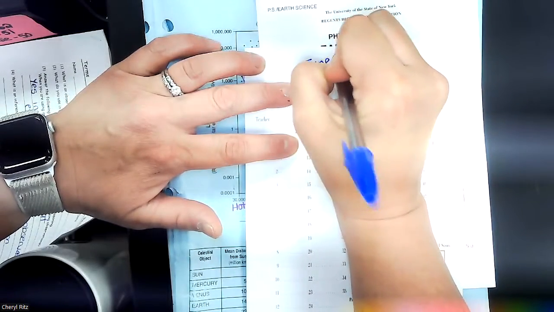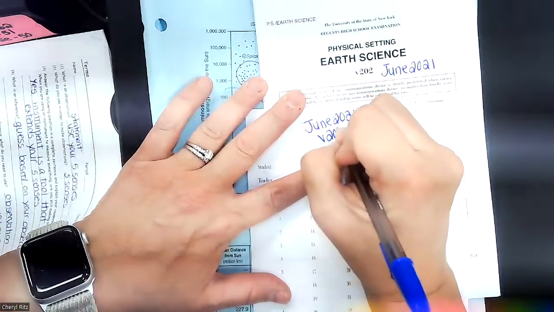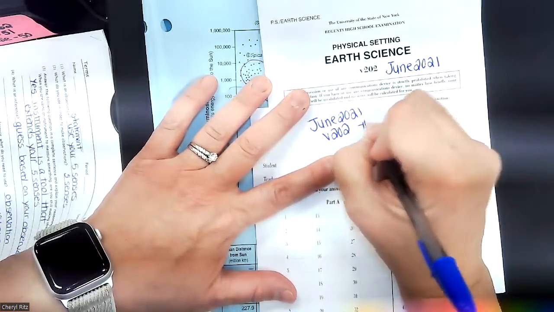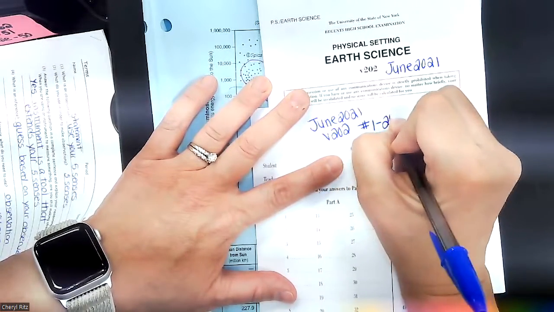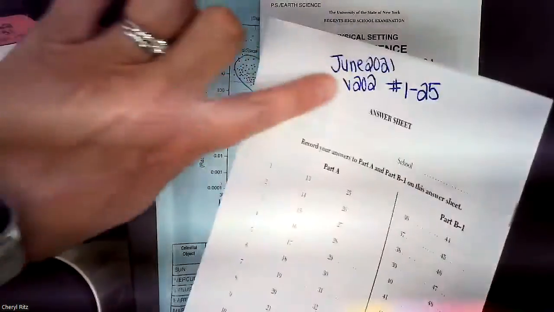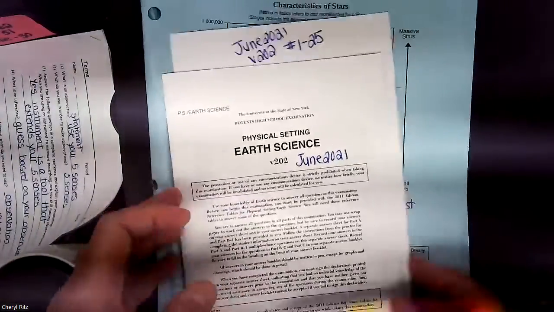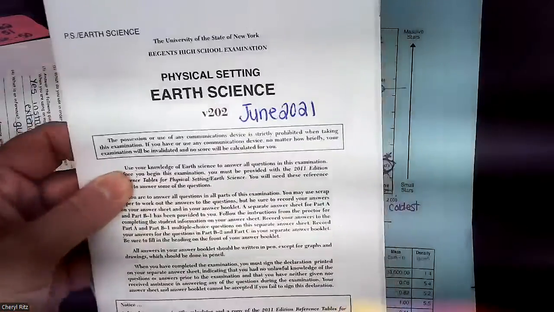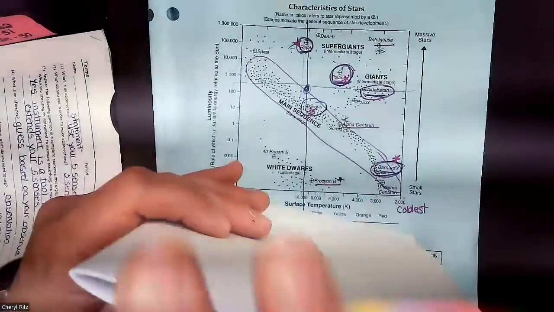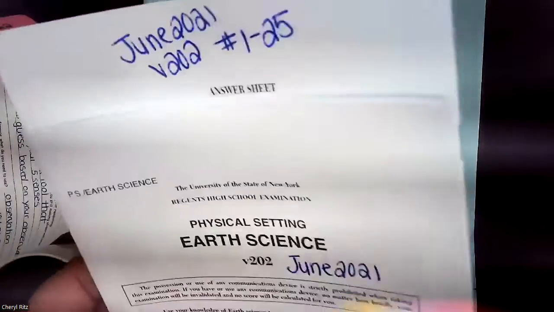June 2021, which is the V202 test. Questions number 1 through 25 are homework tonight. So what I recommend doing now that you wrote your homework on the top is sticking that in the test booklet, sticking out a little bit so you can see the answers. Put this somewhere where you can see what's for homework. Put this somewhere where you're not going to lose it.